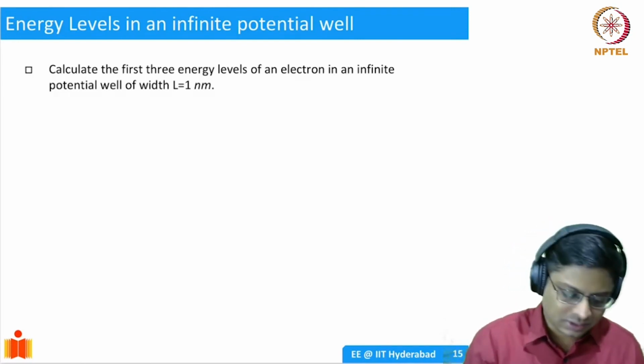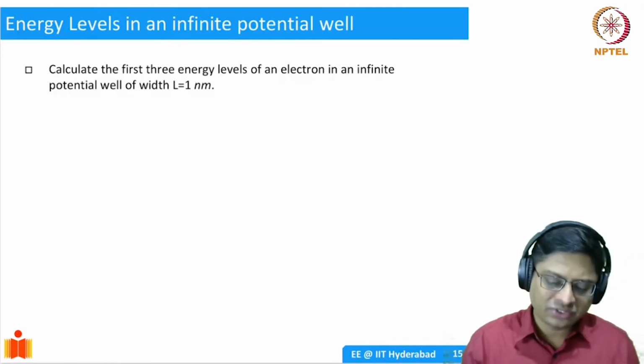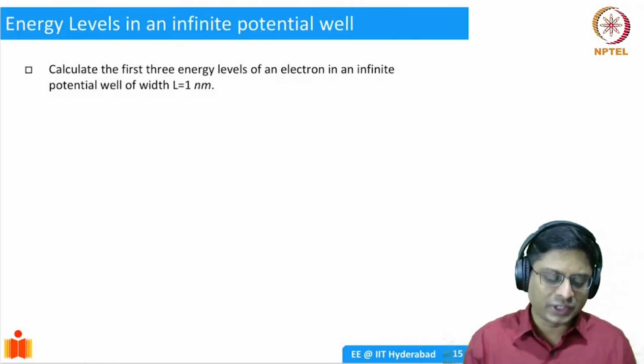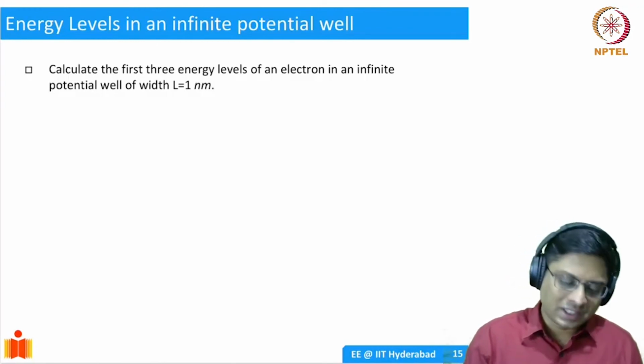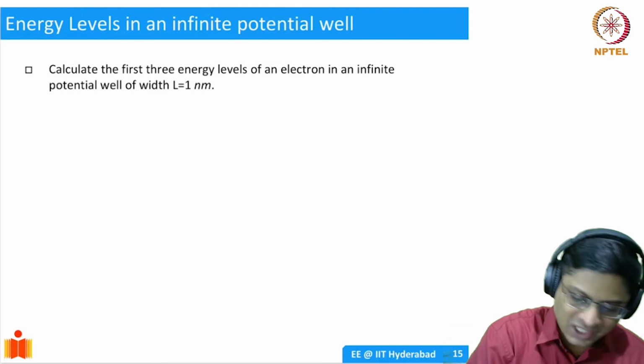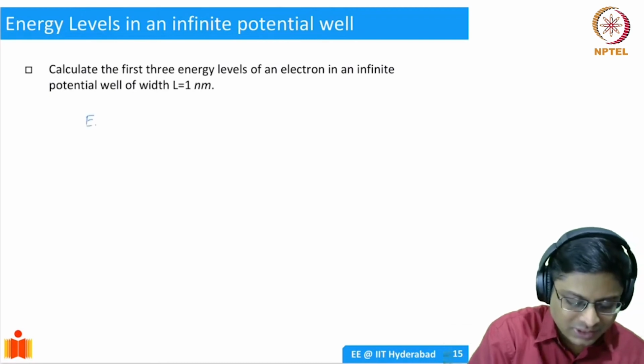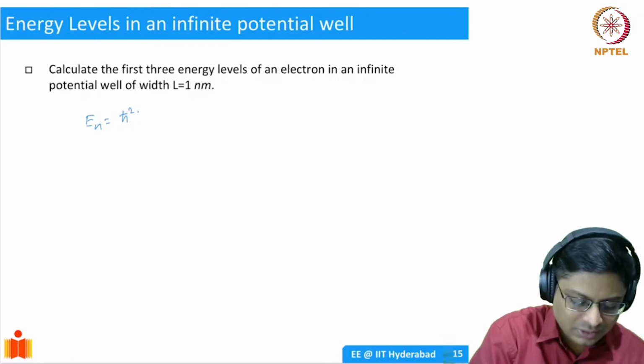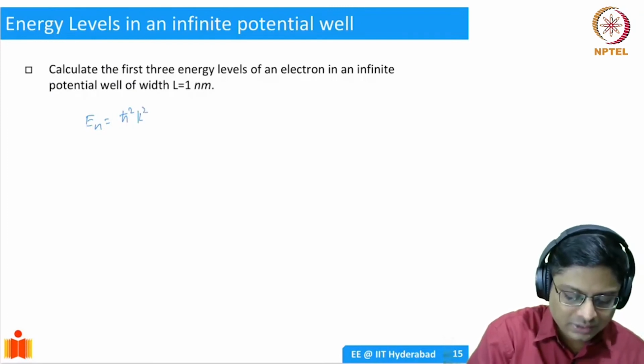You're asked to calculate the first 3 energy levels of an electron which is confined to an infinite potential well of width L equal to 1 nanometer. The formula is known to you. It's just plug and chug. So you know that energy is basically, just remember, you don't have to remember these formulas. P is equal to h cross square k square.